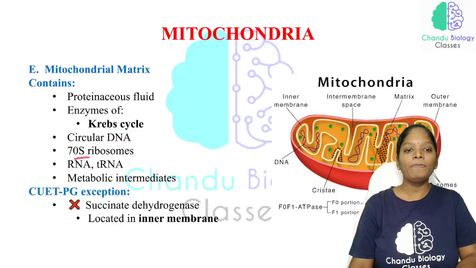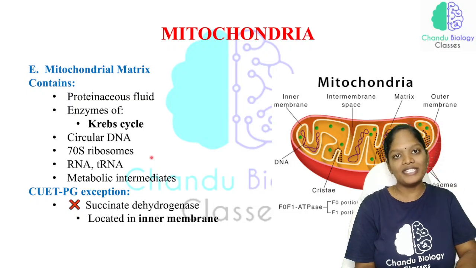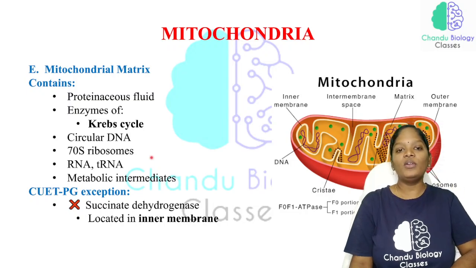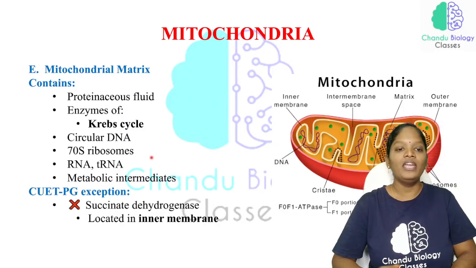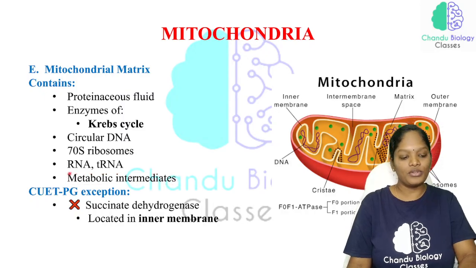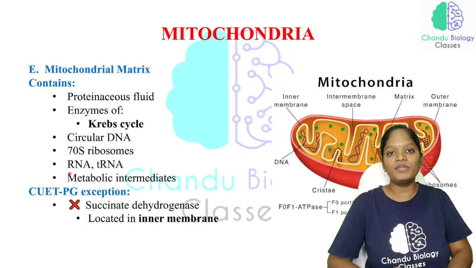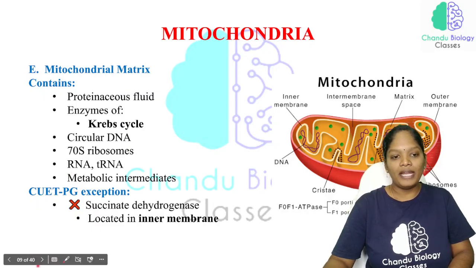Now, it also has RNA and tRNA, because they are involved in the replication, transcription, and translation processes. So only the mitochondria can synthesize their own protein, as they have DNA. Now, they also have metabolic intermediates. All metabolism processes need some substances, so all the metabolic intermediates will also be present in the mitochondrial matrix, right?